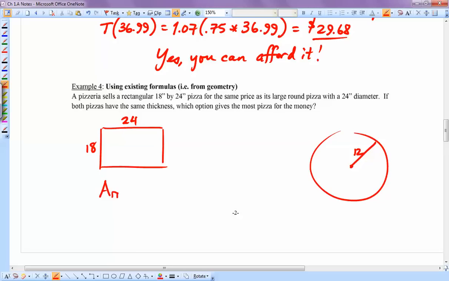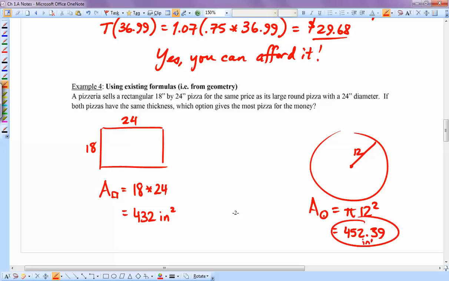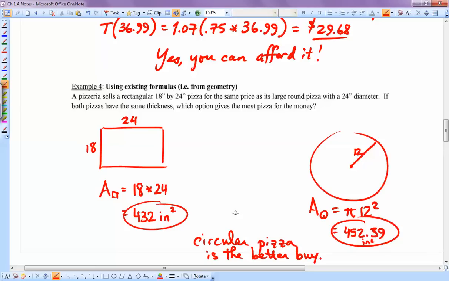The area of the rectangle is just going to be 18 times 24, which comes out to be 432. And since they're inches, the area is inches squared. And then over here, the area of the circular pizza is going to be pi 12 squared, pi r squared. So 144 pi ends up being 452.39 roughly. So this one's more than this one, and since they cost the same, the circular pizza is the better buy. Unless for some reason you hate circles.